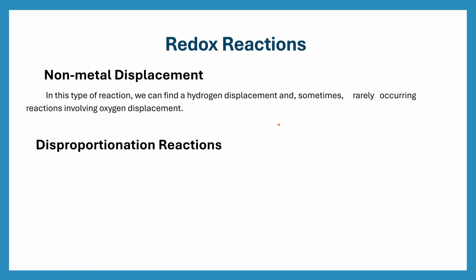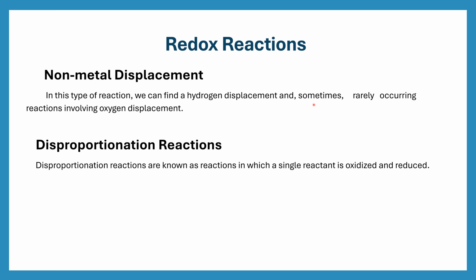Now we will study the disproportionation reactions. These are a special class of redox reactions where a single substance gets both oxidized and reduced at the same time. The same reactant undergoes two opposite processes. Let us look at an example.